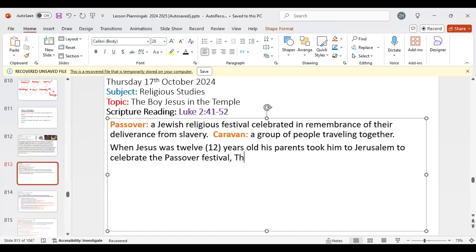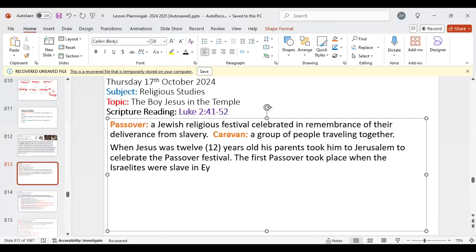The first Passover. So Mary and Joseph didn't get punished for losing Jesus? Did they get punished? Oh, no, they didn't get punished. The first Passover took place when the Israelites were slaves in where? In Egypt.